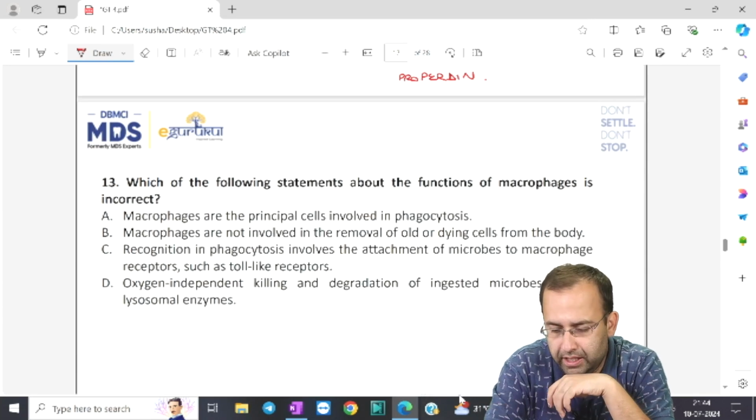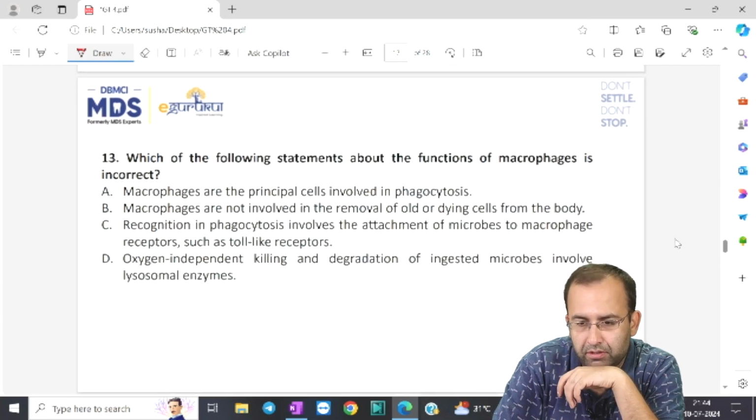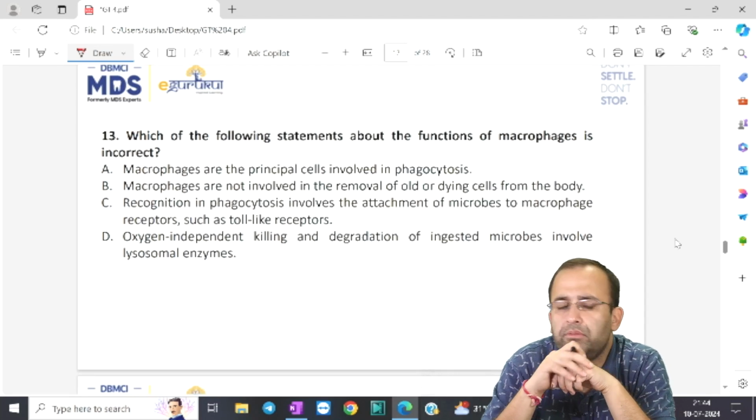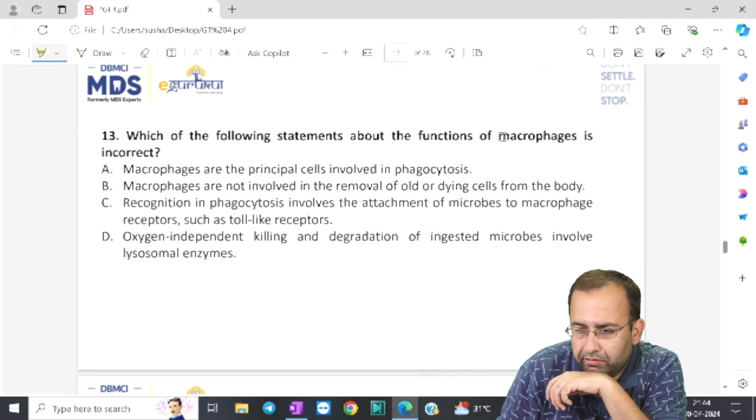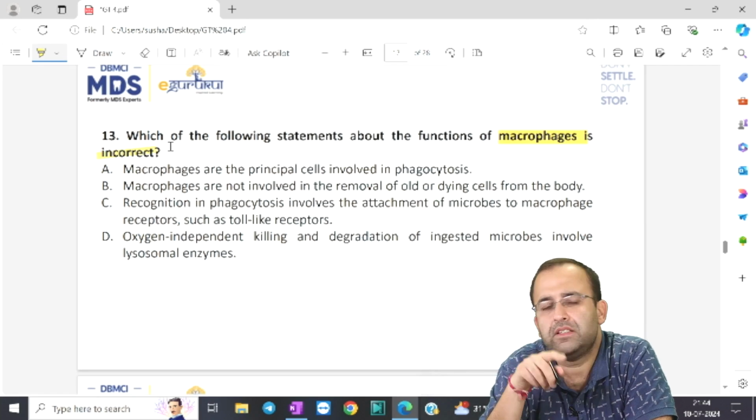And next, this gets us to our next question. Which of the following statement about the function of macrophages is incorrect? Which is the main cell of chronic inflammation?